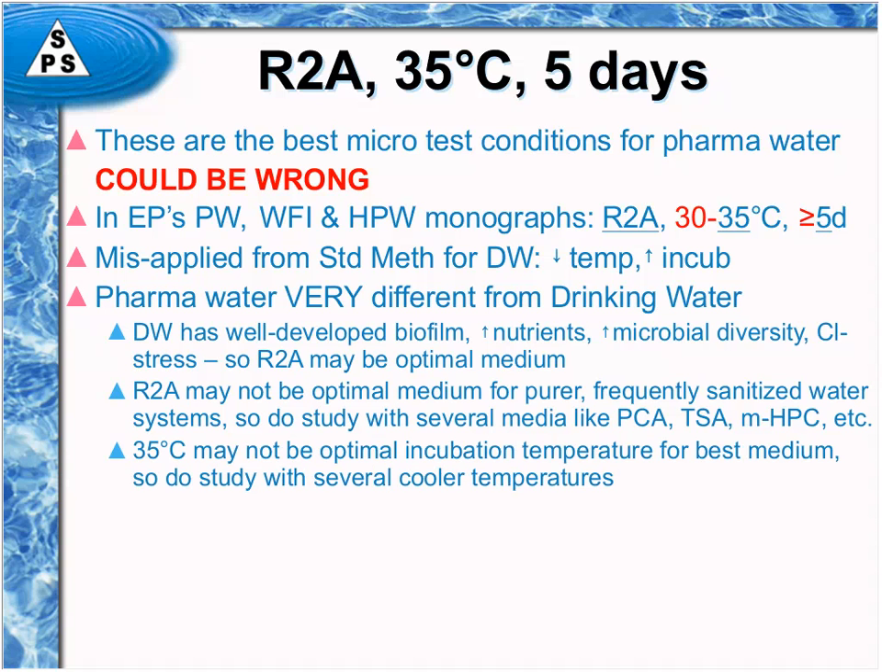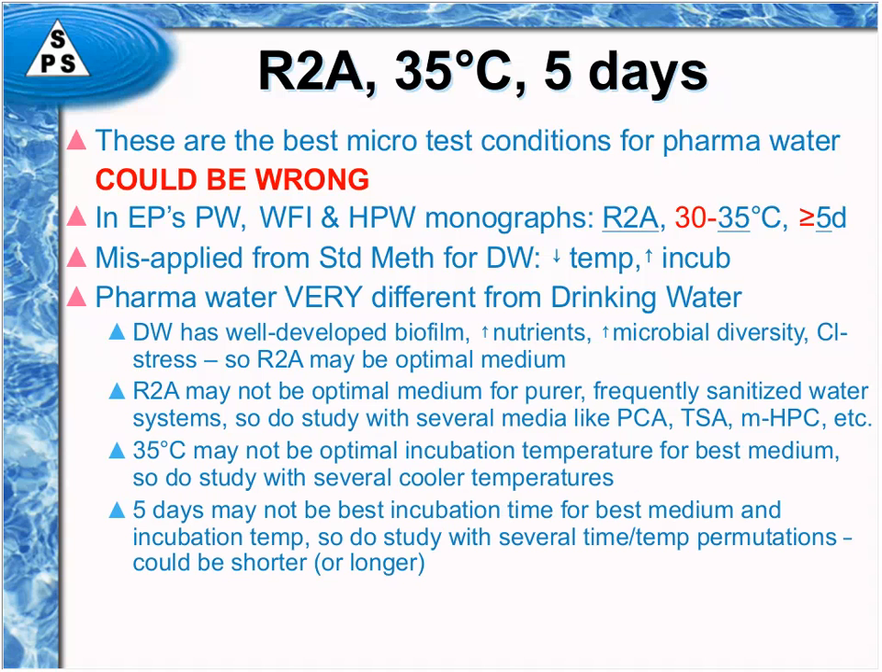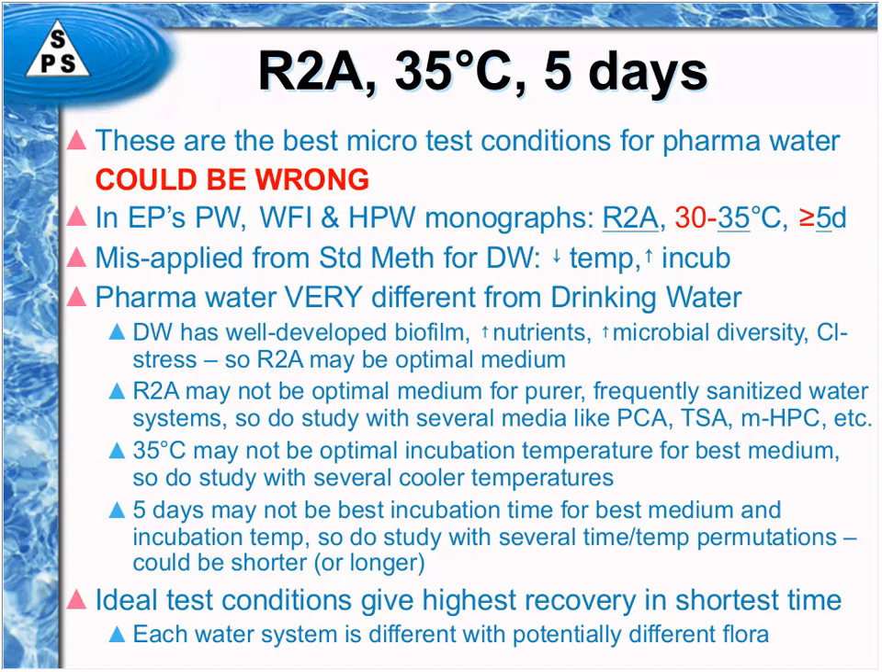Obviously, you're going to select organisms that prefer that ambient temperature of 20 or 22 degrees. And 5 days may not be the best incubation duration for your particular medium. You may need to incubate it longer, particularly if you incubate it at a cooler temperature. It will take longer to grow these organisms. So the ideal test conditions are really ones that give you the highest recovery in the shortest amount of time.